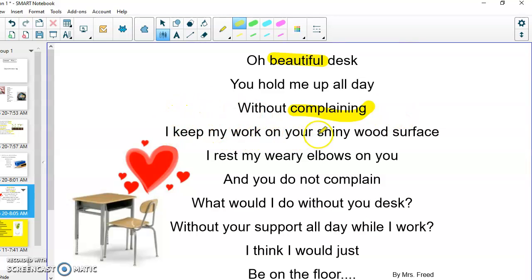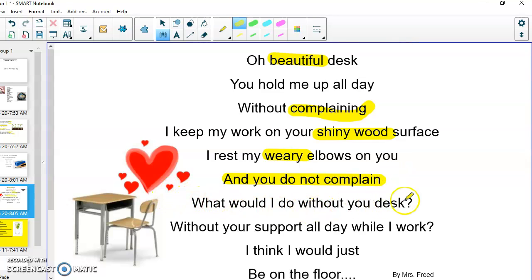I keep my work on your shiny wood surface. I don't just say on the surface. I'm being descriptive. I rest my elbows on you. No, I rest my weary elbows on you. And you do not complain. Again, I am making it sound like a human. That's personification, which is really fun to do.